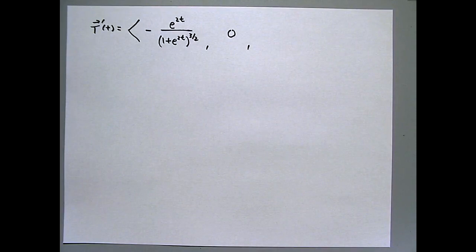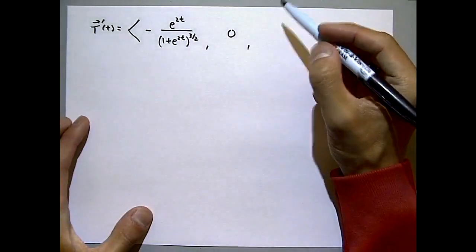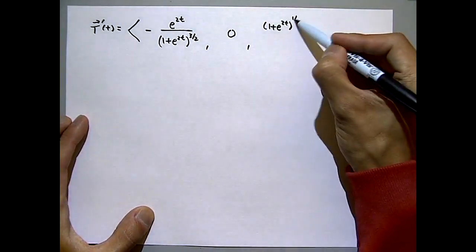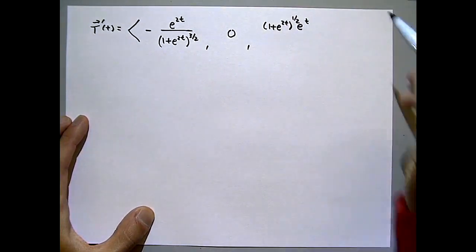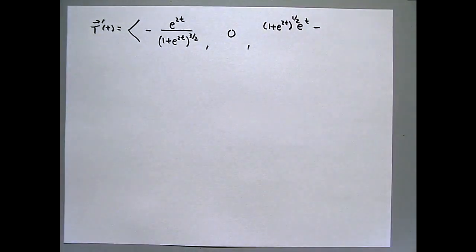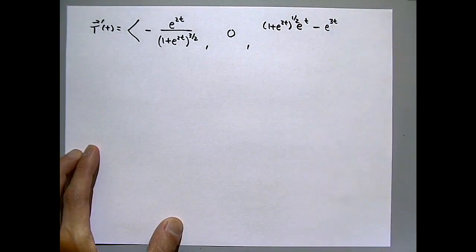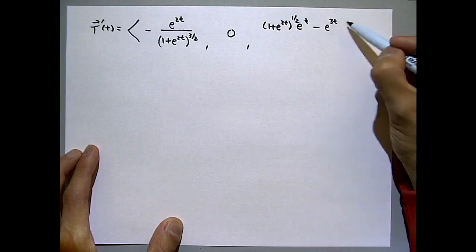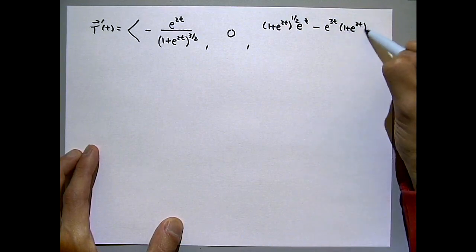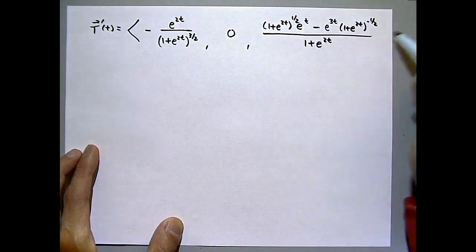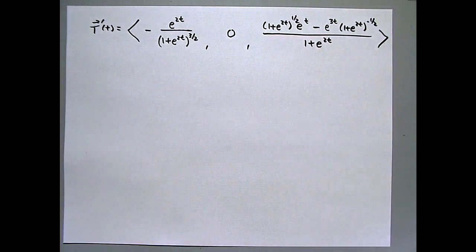The last component here, 1 plus e to the 2t to the 1/2 e to the t minus, we have a 1/2 and a 2, and then e to the t and e to the 2t, so there's an e to the 3t there, times 1 plus e to the 2t to the minus 1/2. Yeah, that one is kind of annoying, but hey, it is what it is, right?